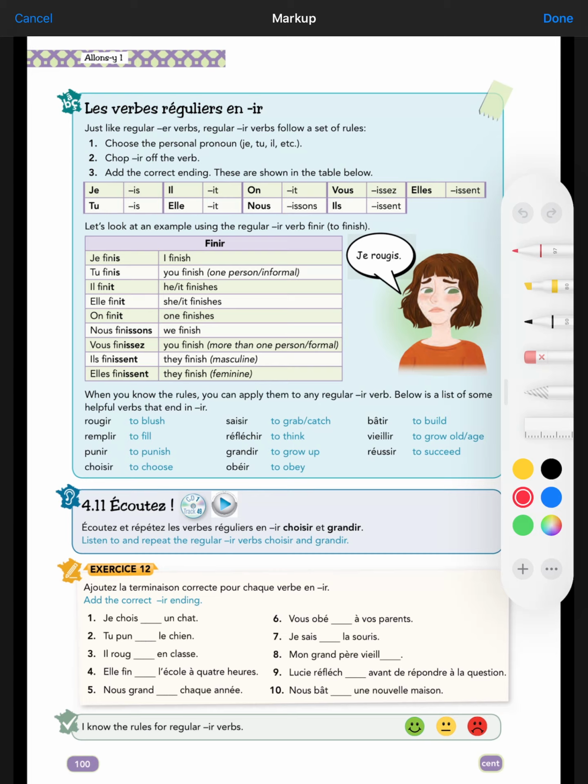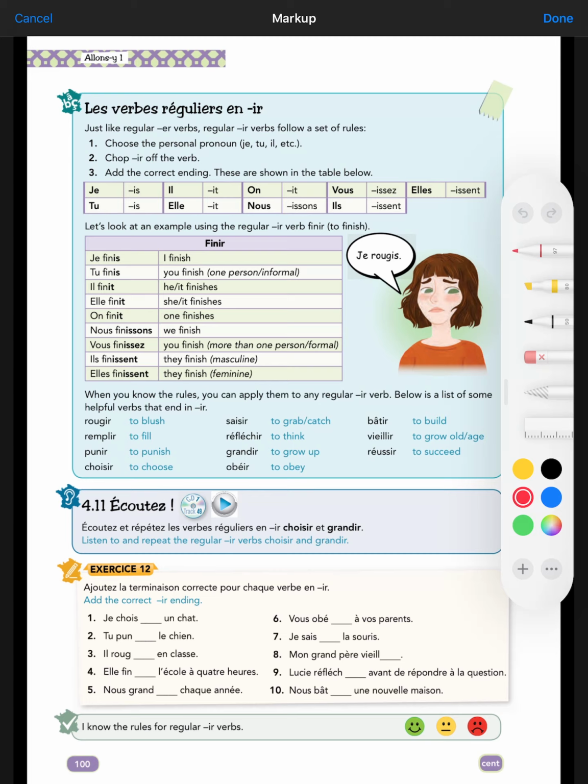Okay, so just like you did with the ER verbs, the IR ones are very straightforward. They're regular, so they have a set of endings that you can learn off by heart, and each verb follows the same rule. We'll go through the endings and I'll show you a few examples after. The steps they give you here is you choose the personal pronoun. So that's the word je, tu, il, elle, nous, vous, ils, elles.